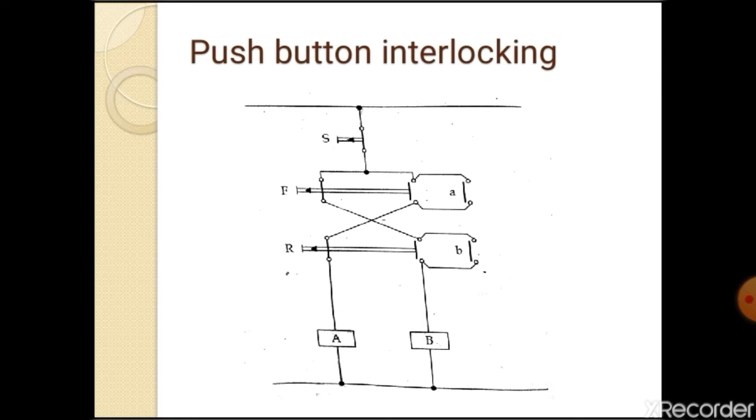Next one is push button interlocking. To interconnect the motor circuit in such a way that the second motor will not start until the first one runs. Likewise, the third motor will not run unless the second one runs, and so on. This kind of motor circuit is called interlocking. See here there are two push buttons, forward push button and reverse push button. It is the method of preventing two contactors being energized simultaneously.